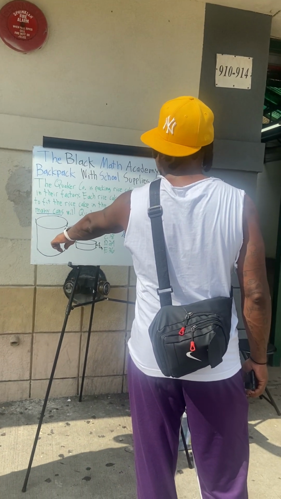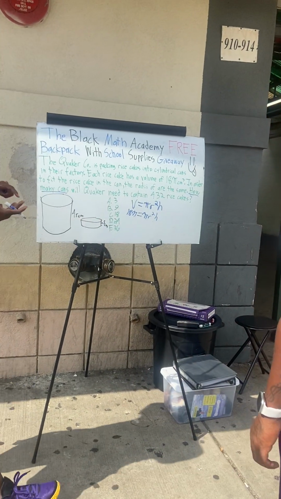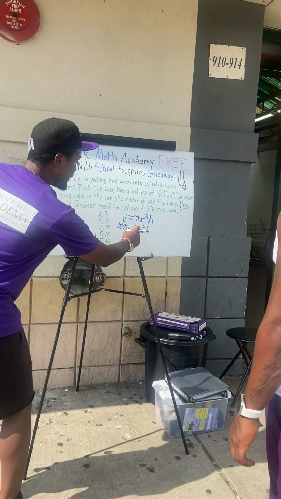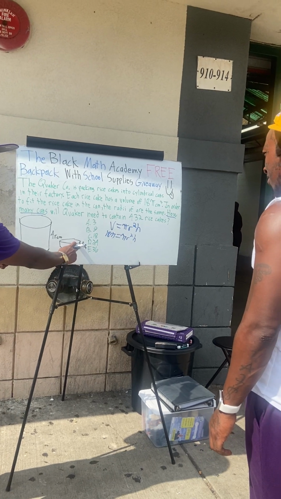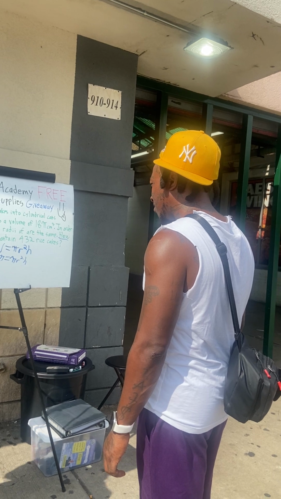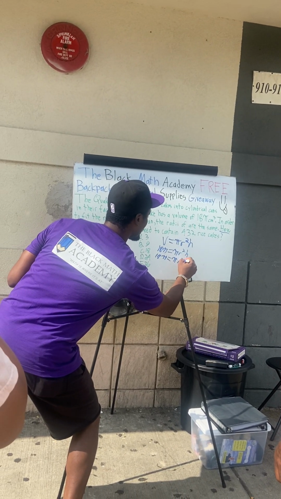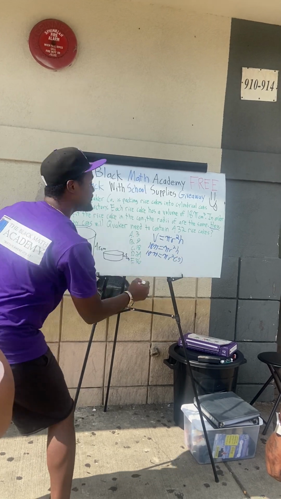So what's the radius of the can? You have to figure that out, and we're going to figure that out right now. If 18 pi is the volume of the rice cake, and we know that the height of the rice cake is 0.5, or 1/2, let's replace h with 0.5. So 18 pi equals pi r squared times 0.5.